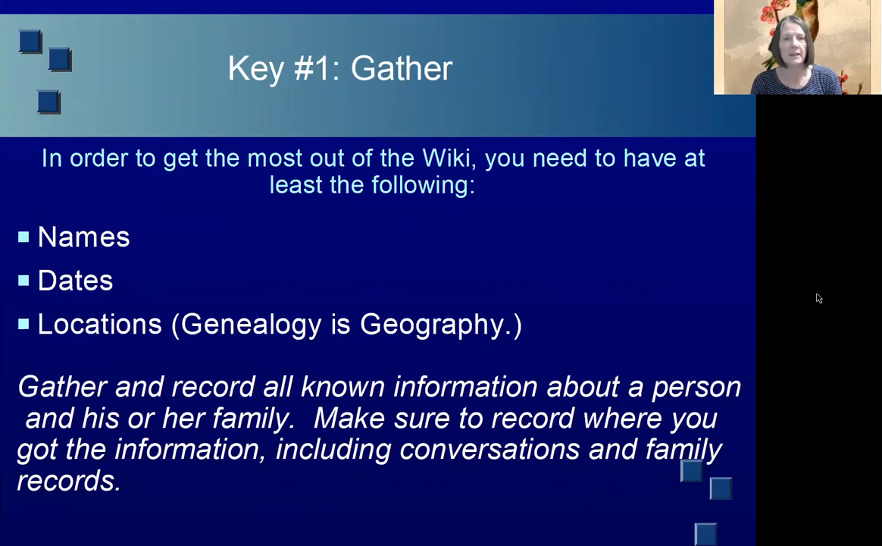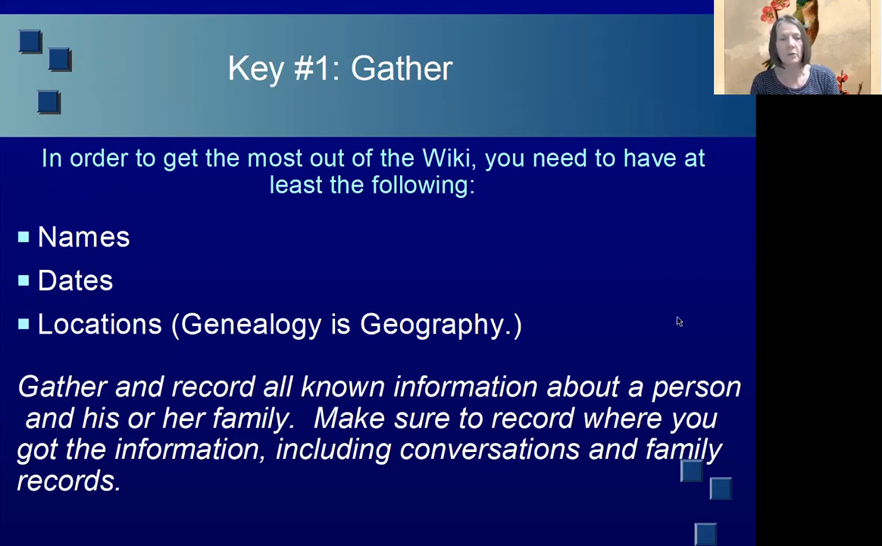So key number 1 is gather. If you want to get success in genealogy, and especially out of the wiki, you need to have names, you need to have dates, and you need to have locations. My motto is genealogy is geography. If you don't know a location, you're going to be stuck pretty much trying to find anything on your ancestor. So the first step is to gather and record all the known information that you can find about a person and also the family of that person.